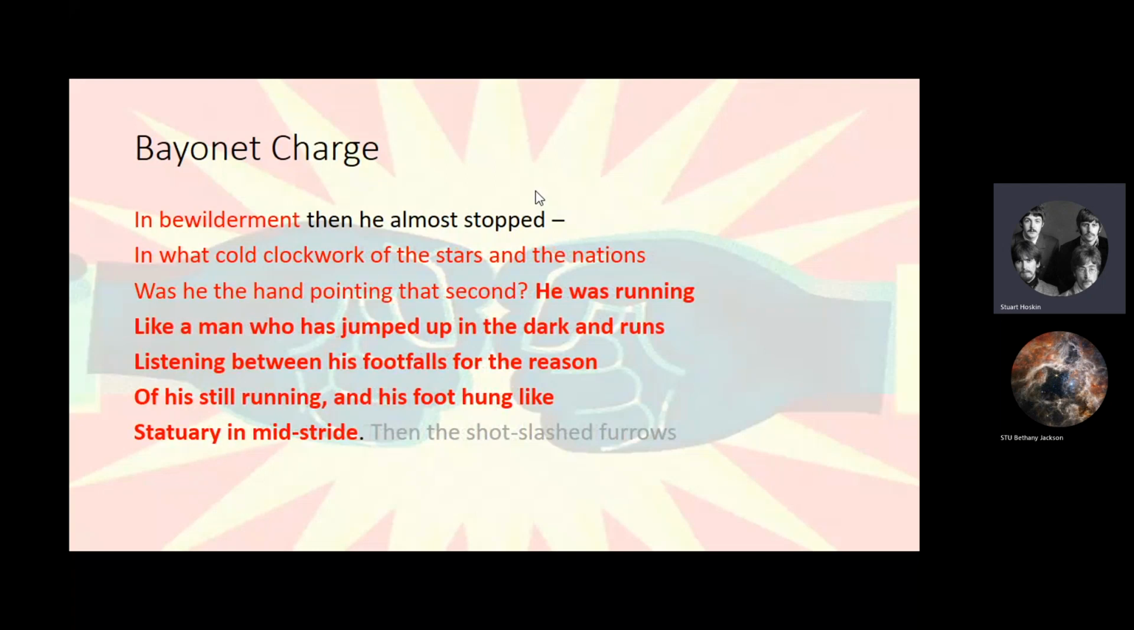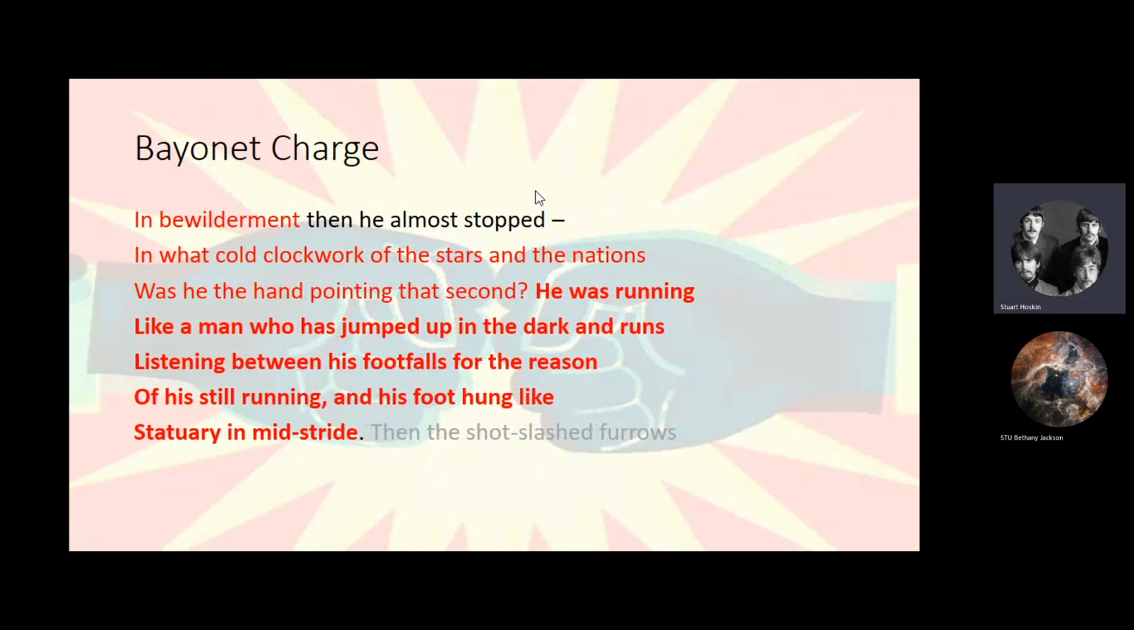It's in the dark. I mean, he's not literally in the dark, is he? But is he in the dark? He's jumped up in the dark. He has no understanding of what's around him. He's completely oblivious to what's going on. He doesn't understand the reason that he's running. It's the mystery of the middle.